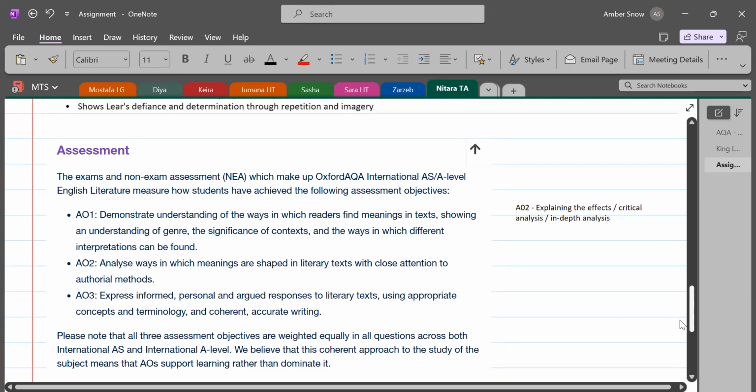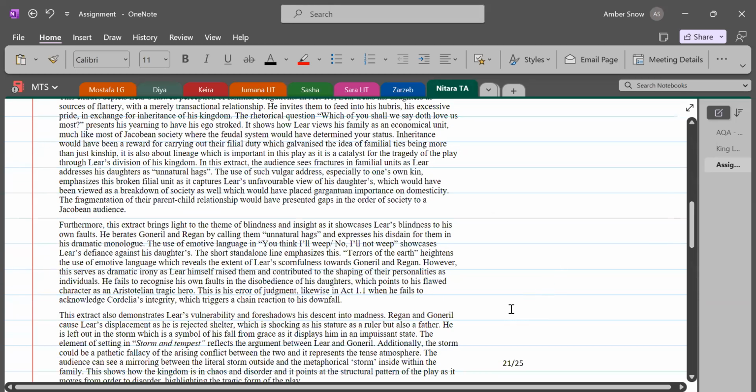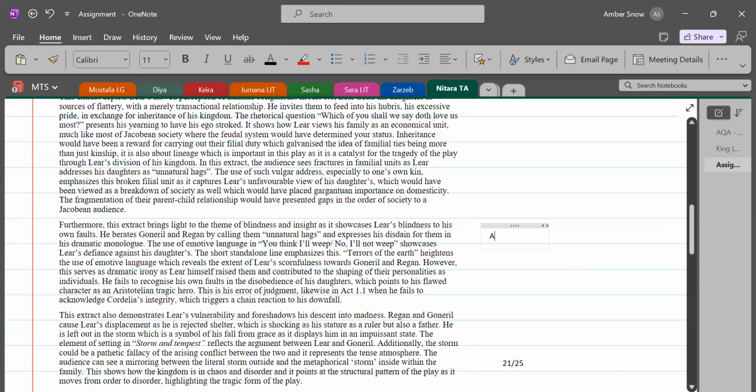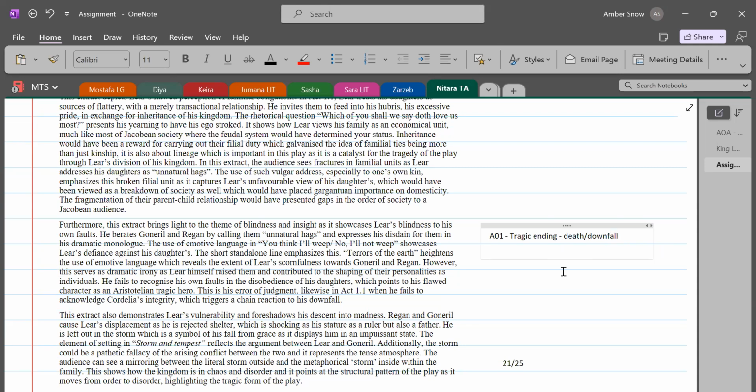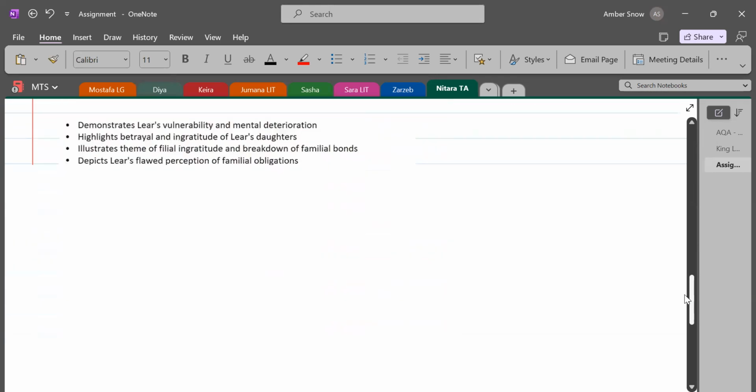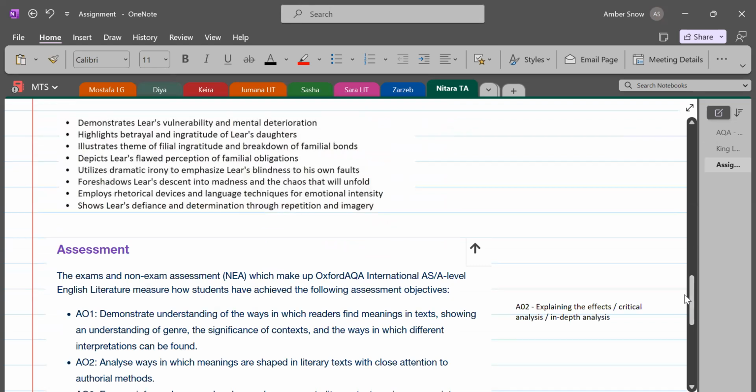With AO1, we can focus on the tragic ending, his death, his downfall. That is something that's quite common in all of Shakespeare's tragedies. You can make a connection to his other literary works, that all of his tragedies have a tragic ending. There's always a death of the main character, main antagonist, or main protagonist. Because it's a tragedy at the end of the day, we can focus on the tragic ending.